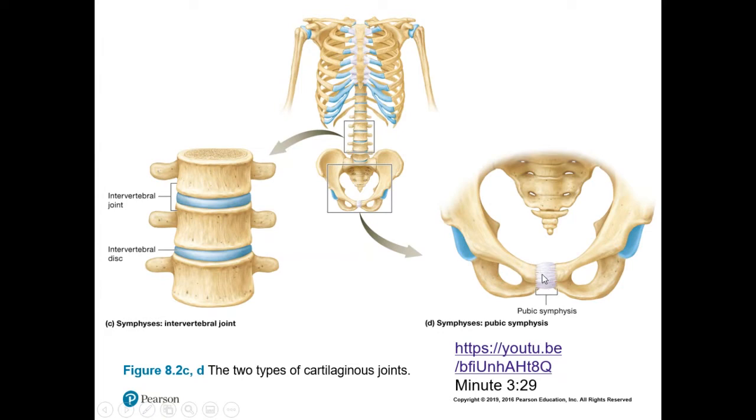Now, the pubic symphysis is located in between the coxal bones of the pubic bone. Recall that the pubis is made of three bones, right? Here we have the sacrum, coxal bone on the right, coxal bone on the left, and these two are joined together inferiorly by the pubic symphysis.